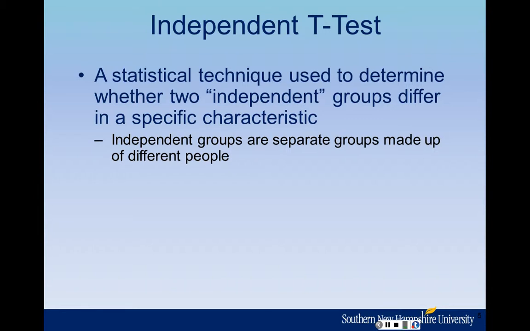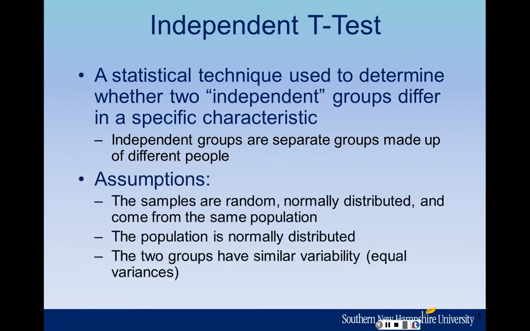So someone in one group cannot possibly also be in the other group. So these are independent groups. This is an independent t-test. There are some assumptions associated with t-tests, and the assumption is that the samples are random, they're normally distributed, and they come from the same population. So this is important to remember.